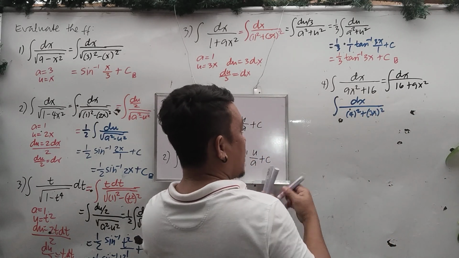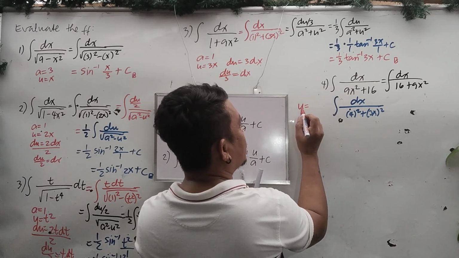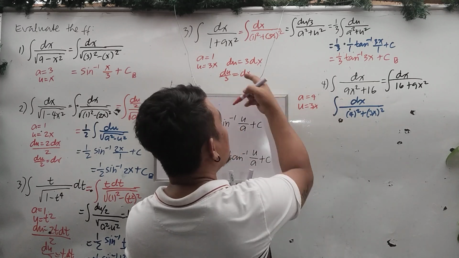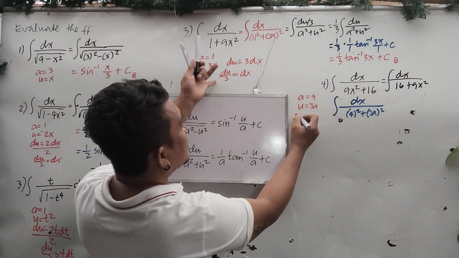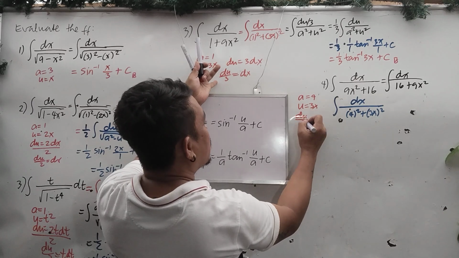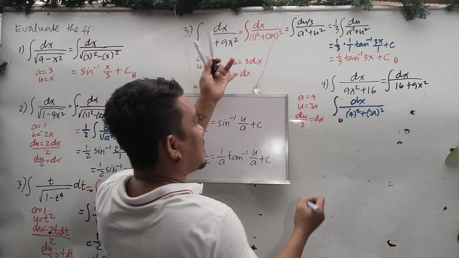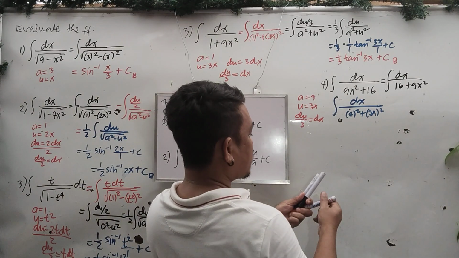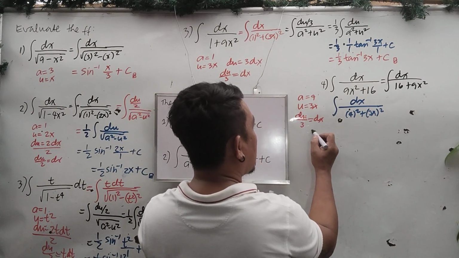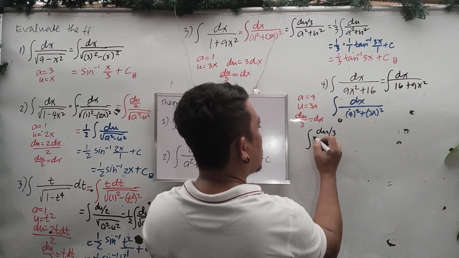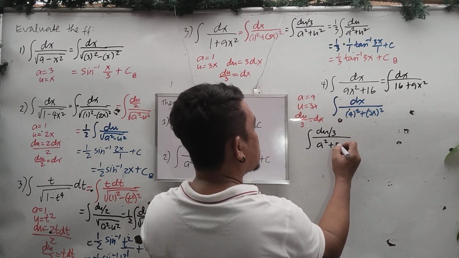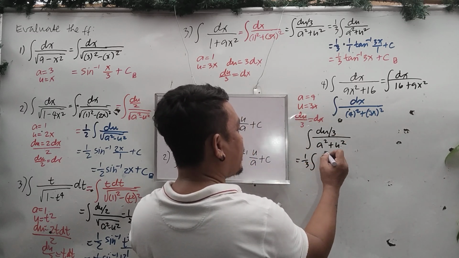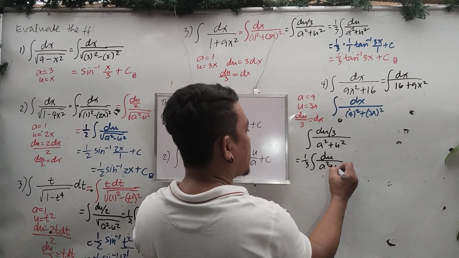Then, your a here is 4, your u is 3x. Again, du over 3 is equal to dx. Kaya the same naman siya u 3x there is a previous example. So, this becomes the integral of du over 3 over a squared plus u squared. Paggawas na ito ng 1/3, so 1/3 integral of du over a squared plus u squared.